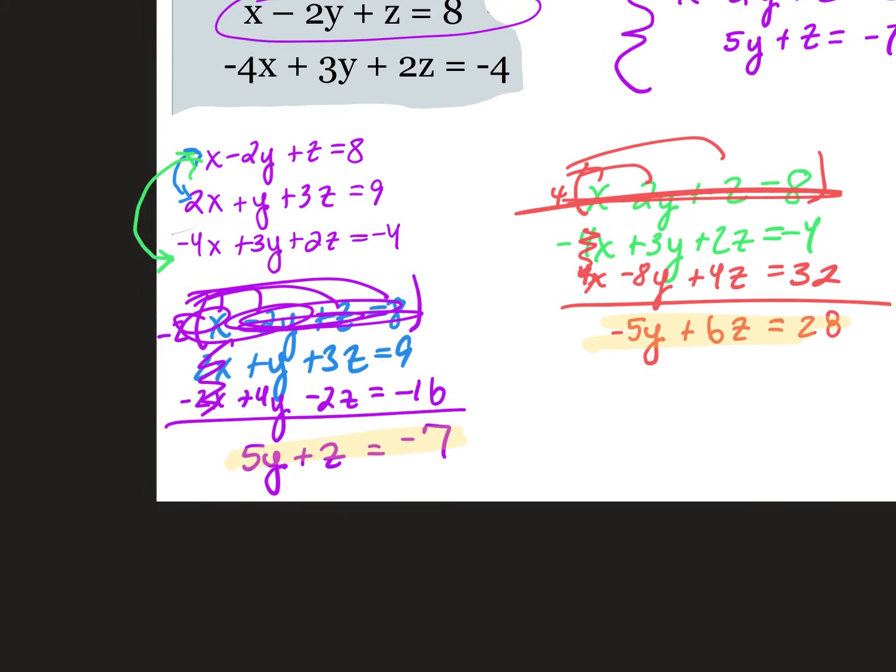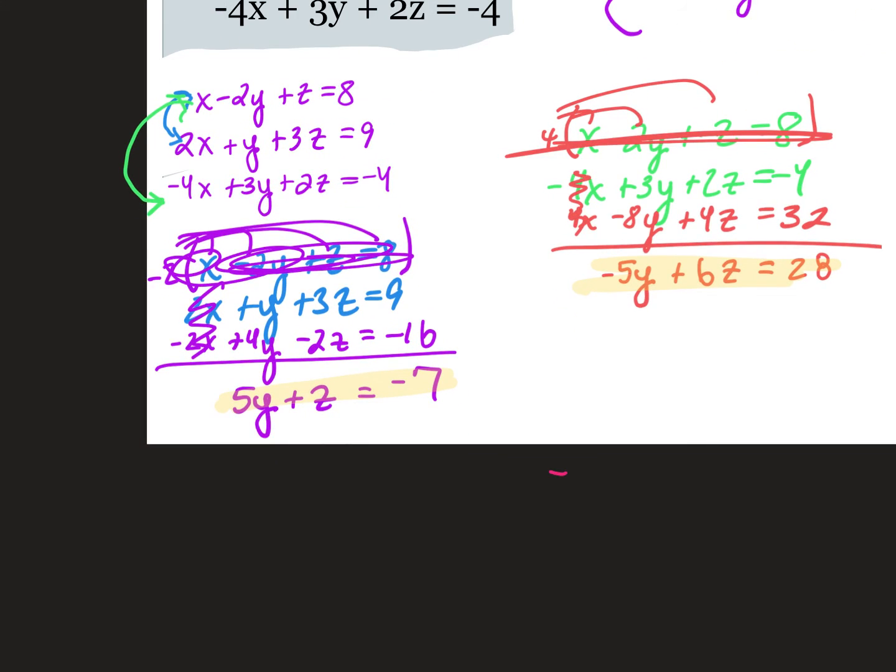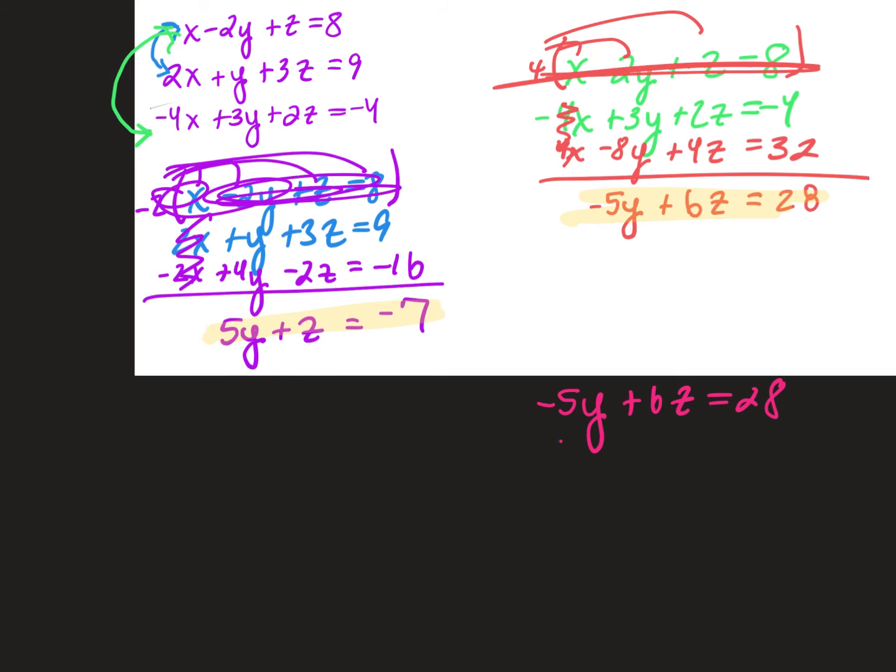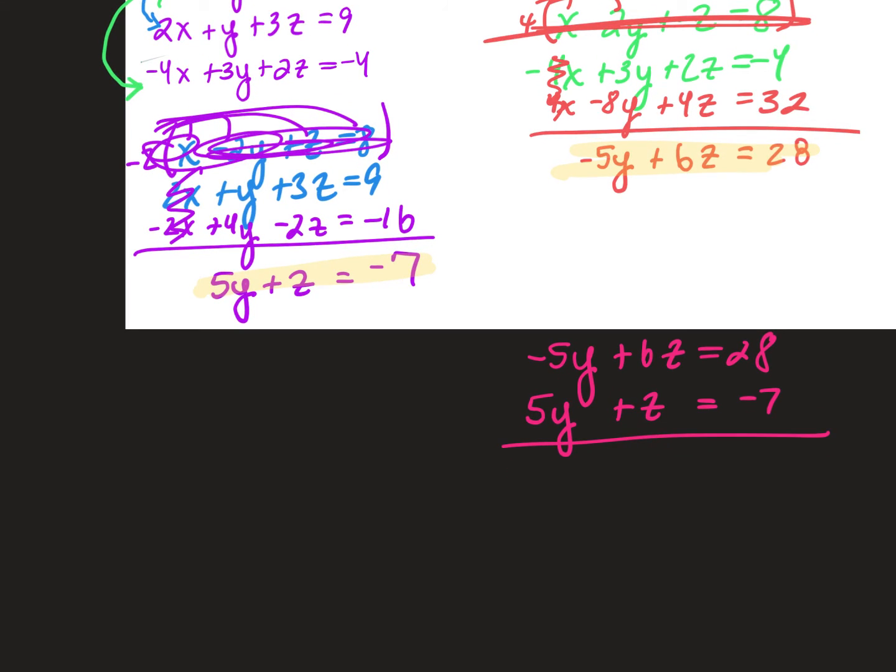Perfect, good job. So I'm going to do it down here. Doesn't matter which one you write first. Negative 5y plus 6z equals 28. Positive 5y plus z equals negative 7. Now, do I have to do anything to eliminate the y's? It's already set up as exact opposites, right? So what happens with negative 5y and positive 5y? It cancels, great. What's 6z plus 1z?